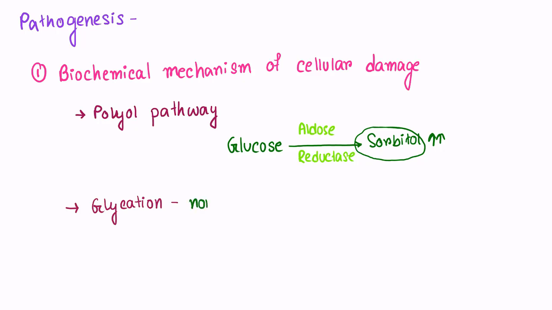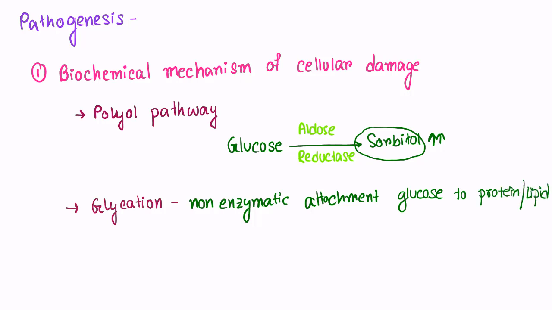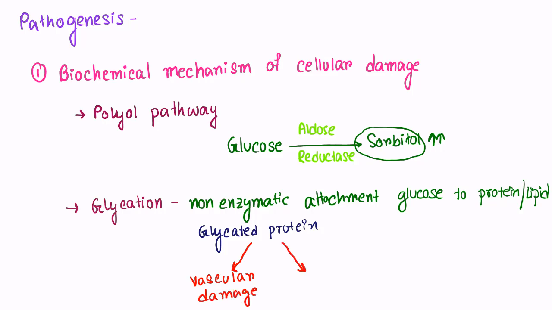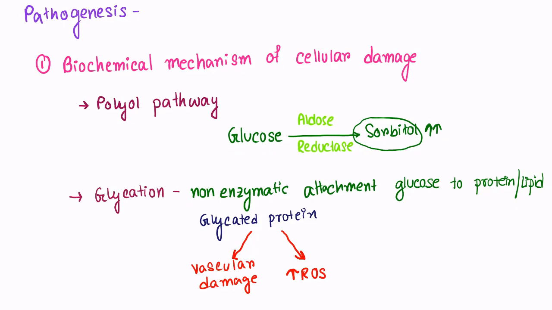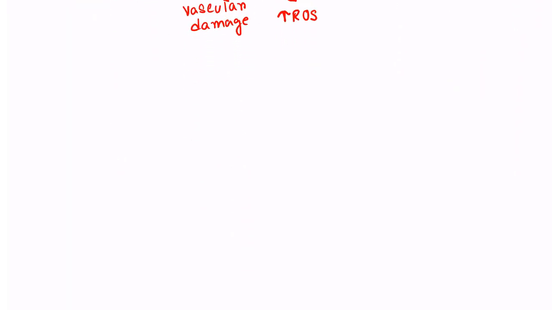Number 2 is glycation. It is non-enzymatic attachment of glucose or sugar to a protein or lipid compound. These glycated proteins have various deleterious effects. They cause vascular damage and also induce the release of reactive oxygen species. Now, all these factors together cause damage to the pericytes.